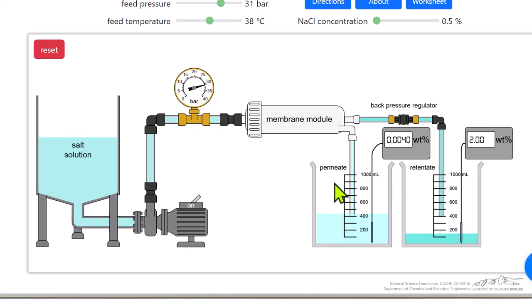On the permeate side, the retentate side, meaning the side that does not go through the membrane, has a much higher salt concentration. We came in with a salt concentration of 0.5, and now we have 2% on the stream that essentially we're throwing away. So we can use mass balances to determine relative amounts and check that the mass balance is consistent with the measurements that we make from this digital experiment.